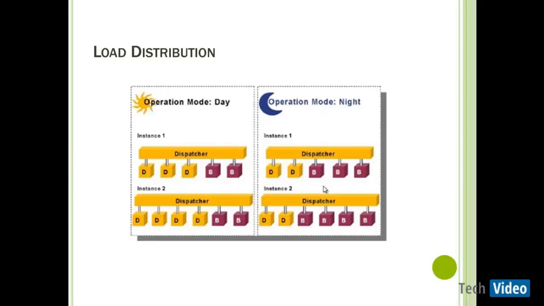So we don't increase or decrease the work processes, but we only change from dialog to background and background to dialog. At the same time, when you do this change, your process ID will remain the same. Process ID is the ID which is coming from the operating system. And let's assume when you are switching from day to night, there are some dialog users running some processes.